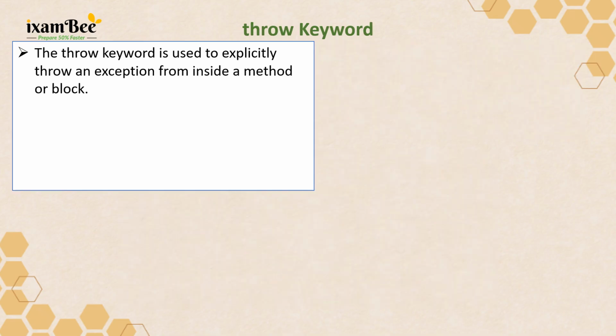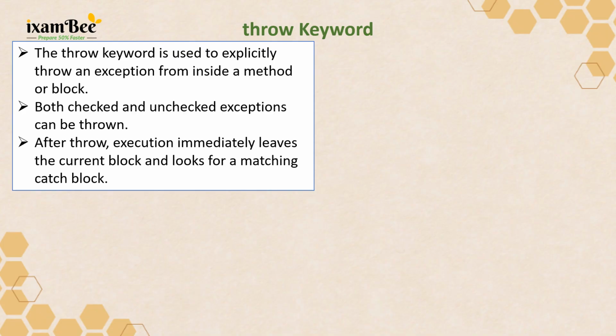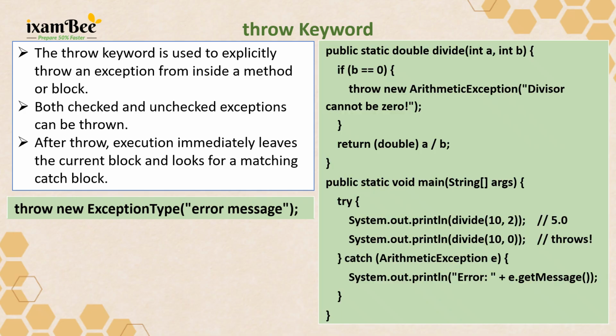The throw keyword is used to explicitly throw an exception from inside a method or a block. Both checked and unchecked exceptions can be thrown with the throw keyword. After throw, execution immediately leaves the current block and looks for a matching catch block for execution. The syntax of the throw keyword is throw new exception type, and within brackets you can specify the error message.